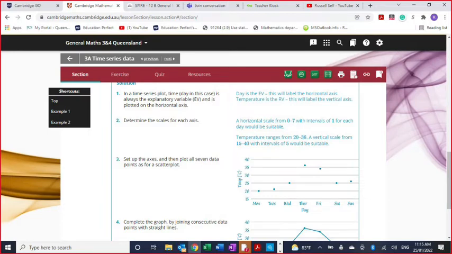Again, most of the values are not going to land right on a line. But for Monday, it was exactly 20 degrees. So there's that one. For Tuesday, it's been around 21 or so, right? Wednesday was 25. So you're just going to go through and plot your points.